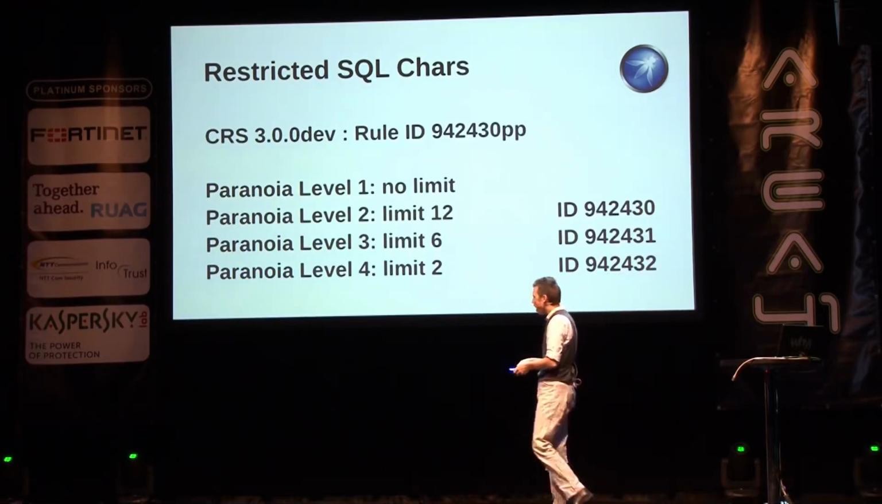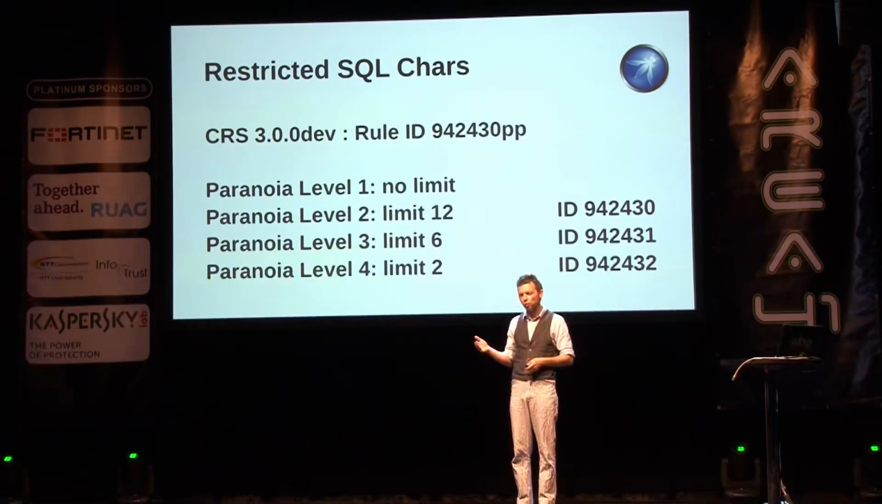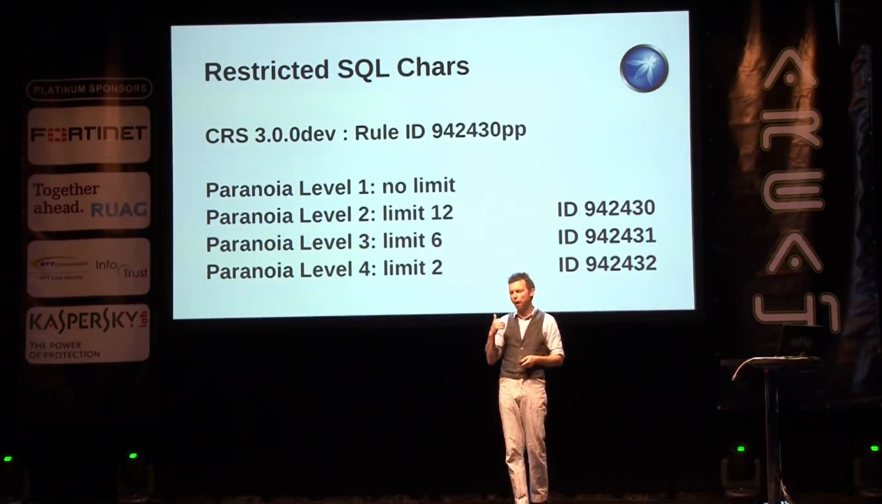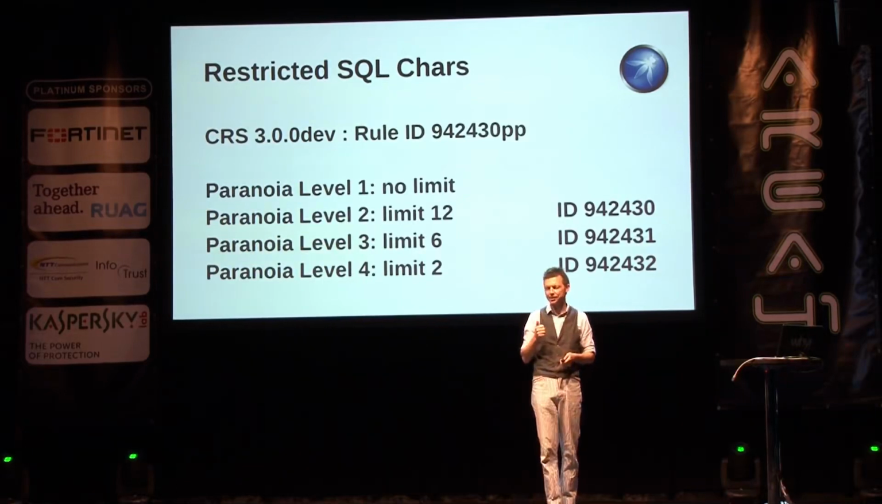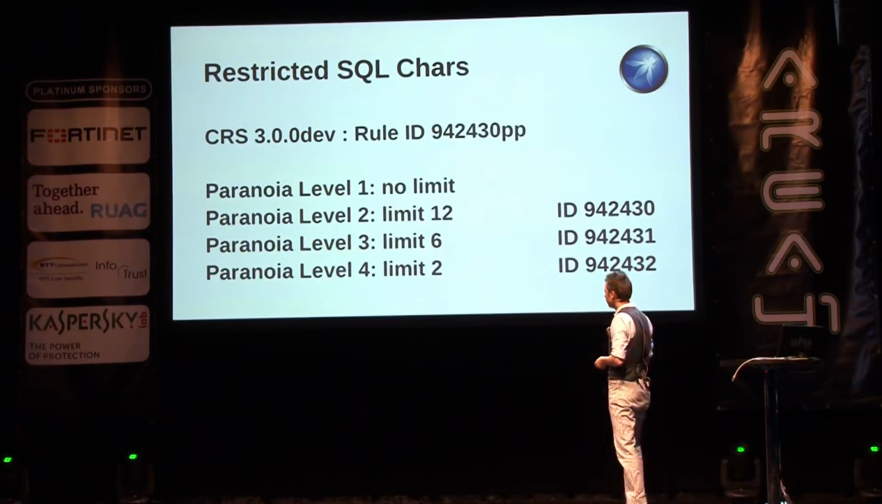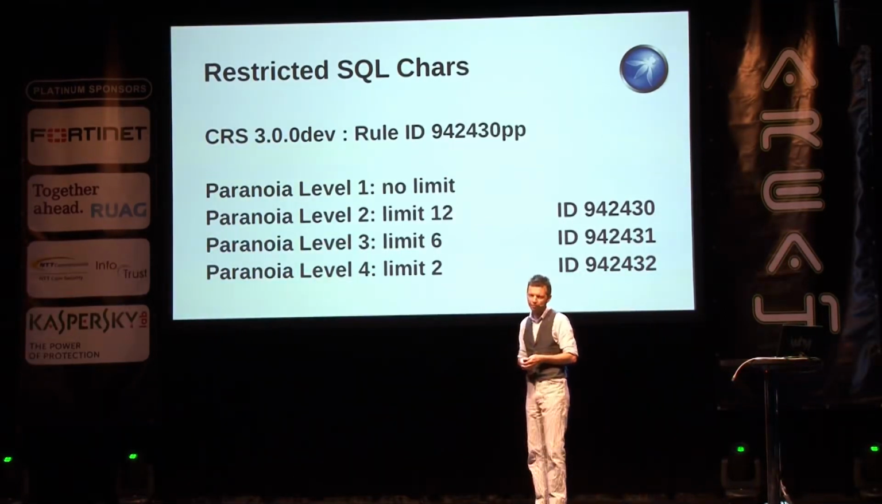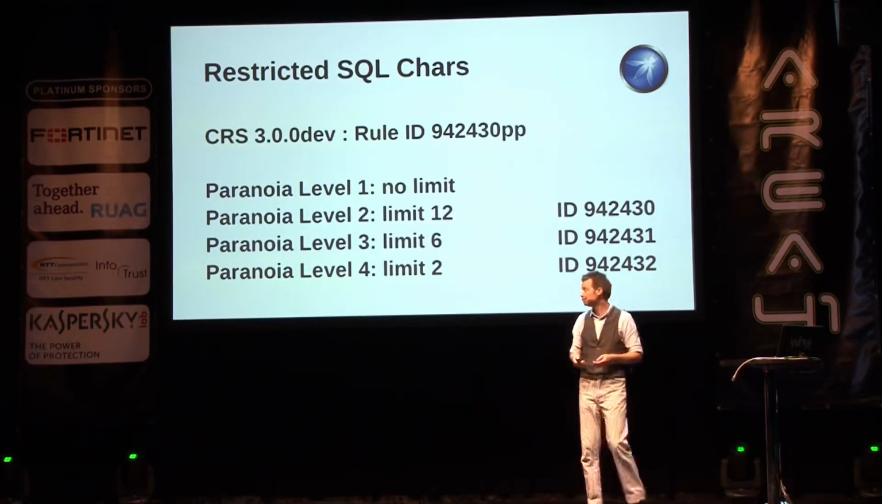And getting an exploit over to the server without using more than one special character is really hard. This is hard limbo. So if you're able to run your application at a paranoia level of 4, the attacker will have a very hard time.